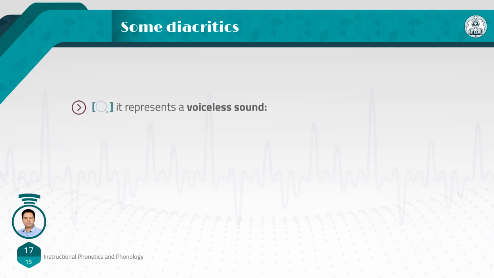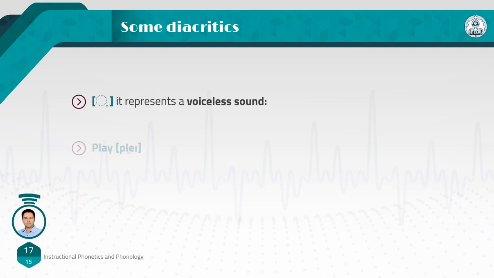Another diacritic, as you can see, represents a voiceless sound. A small circle beneath a symbol can be used to indicate that the symbol represents a voiceless sound. Earlier, we noted that, for example, l in play is voiceless. Accordingly, we can transcribe this word as play with that small circle beneath the l sound. This shows that l is voiceless here.